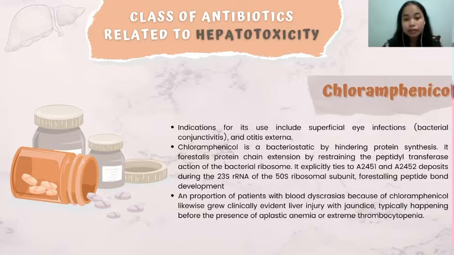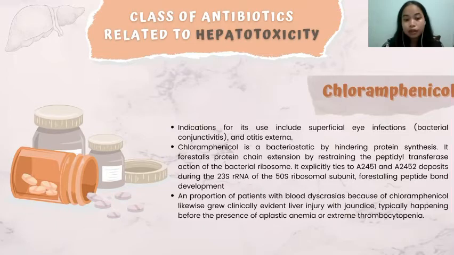Chloramphenicol is bacteriostatic by inhibiting protein synthesis. It prevents protein chain extension by inhibiting the peptidyl transferase activity of the bacterial ribosome. It specifically binds to A2451 and A2452 residues of the 23S ribosomal RNA of the 50S ribosomal subunit, preventing peptide bond formation.